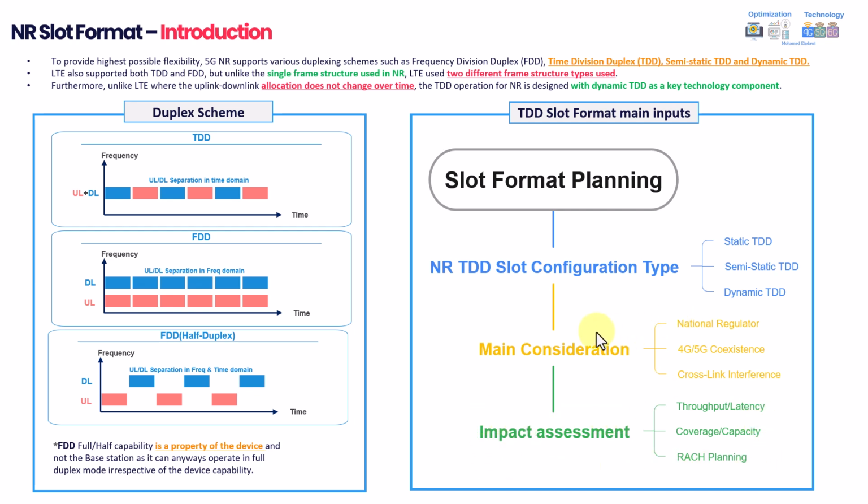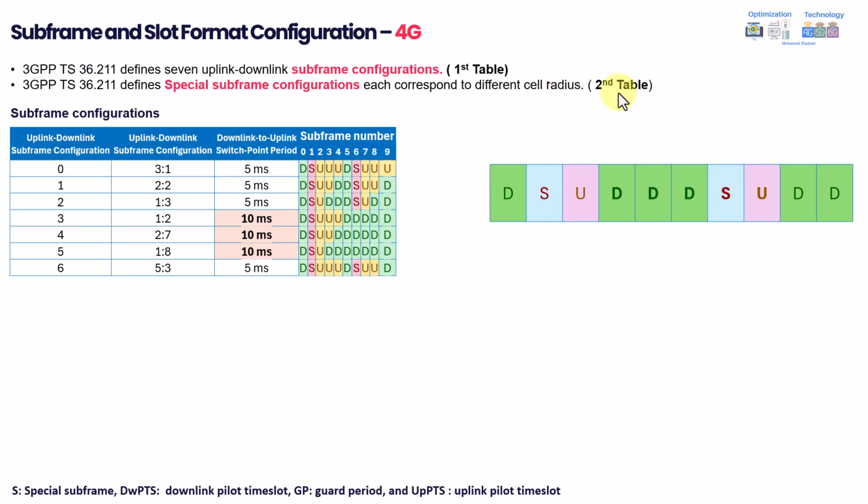So now let's move to the first part, which is related to the slot configuration. First, I will give a quick recap of 4G, then I will compare it with 5G. Then we'll go through the details of the 5G part one by one. The first part here is about the subframe configuration, or subframe and slot configuration, for 4G. If you remember, first of all, in 4G it was about the subframe assignment. 3GPP defined 7 uplink-downlink subframe configurations, and this is fixed.